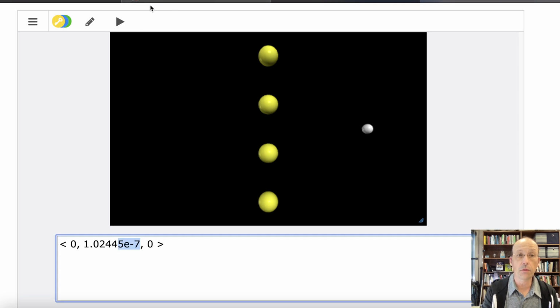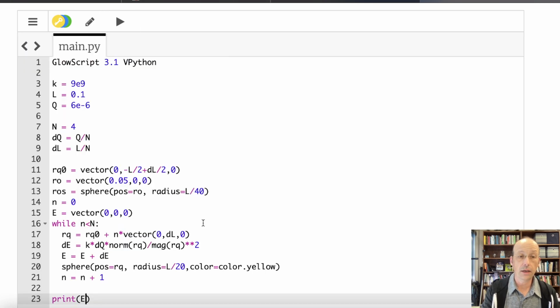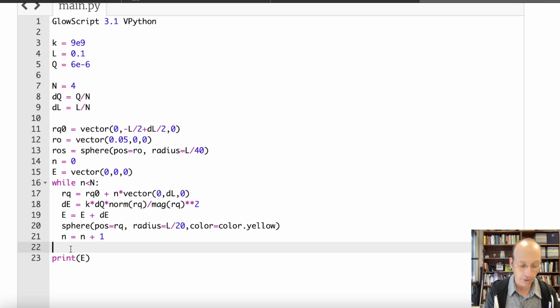This number is important, this 10 to the negative 7th. I want to put an arrow there. So let's make an arrow called E arrow equals arrow. And this is outside the loop. I don't want to make an arrow each time, even though you could. The position is going to be RO, not R0, RO.